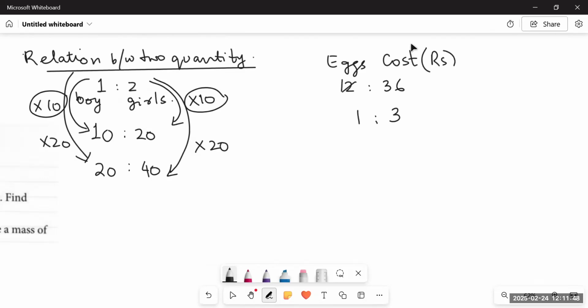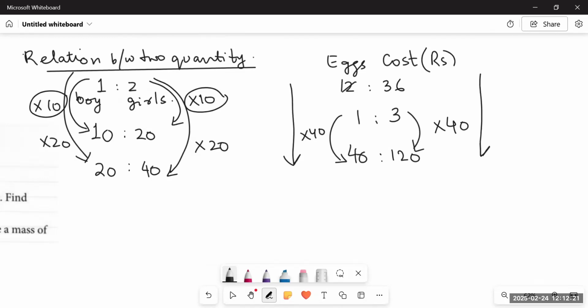So if I want to find out the cost of, let's say, 40 eggs, what am I going to do? I'll build a relation between the ratio and the actual quantity, that is multiply by 40, and I'll simply multiply 3 by 40 as well. So the answer to this would be 120. That is, if I buy 40 eggs, I have to pay 120 rupees. Okay. So what is happening is when the number of eggs is increasing, the cost is also increasing. That is called a direct proportion.